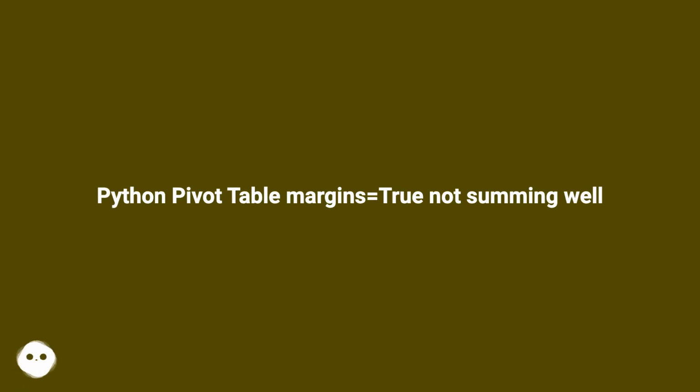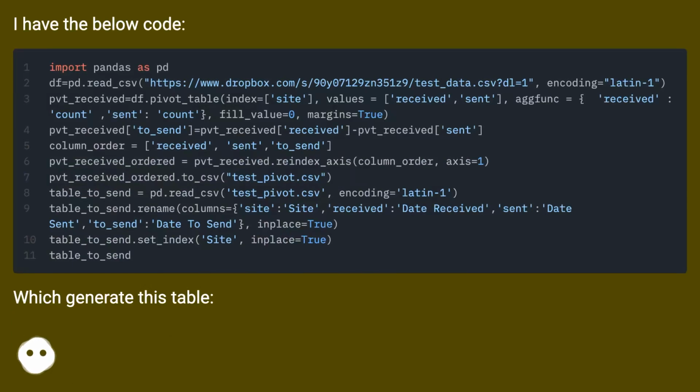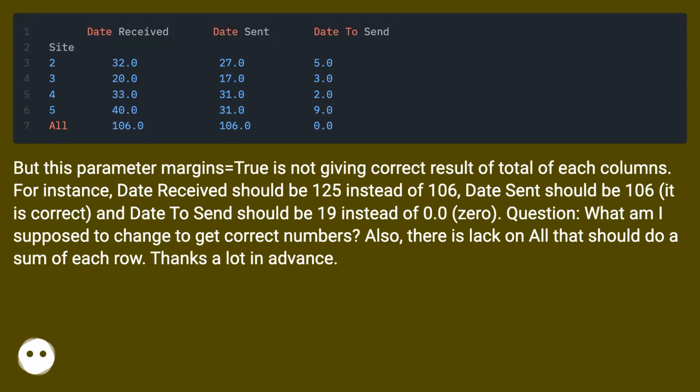Python pivot table margins=True not summing well. I have the below code, which generates this table. But this parameter margins=True is not giving the correct result for the total of each column.